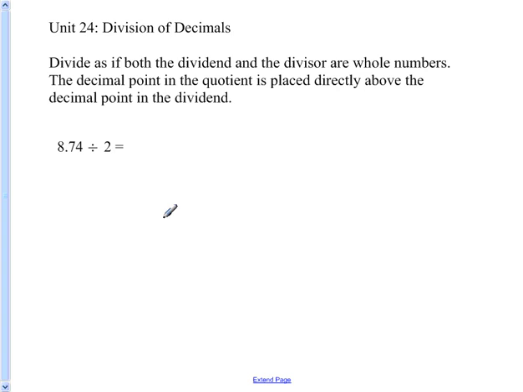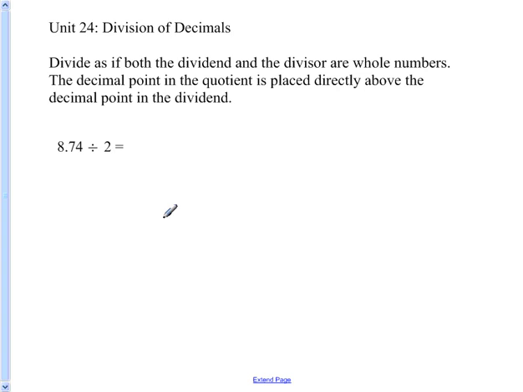When we're dividing decimal numbers, what we do is we divide as if both the dividend, which is the number that we're dividing, and the divisor, which is the number it is being divided by, are both whole numbers, except we pay attention to where the decimal point is.